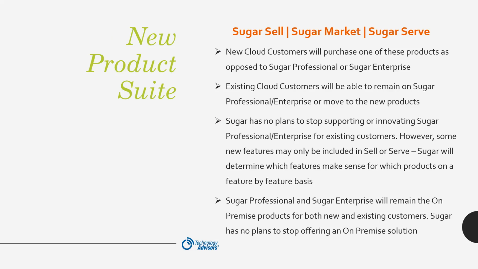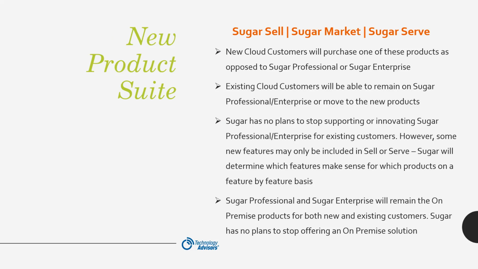So existing cloud customers, if you are already using Sugar Professional or Sugar Enterprise and you're on Sugar's cloud, you don't have to move. You can stay on Sugar Professional and Enterprise for as long as you want, or you can make a decision that it makes sense to move to one or more of these 3 new products.